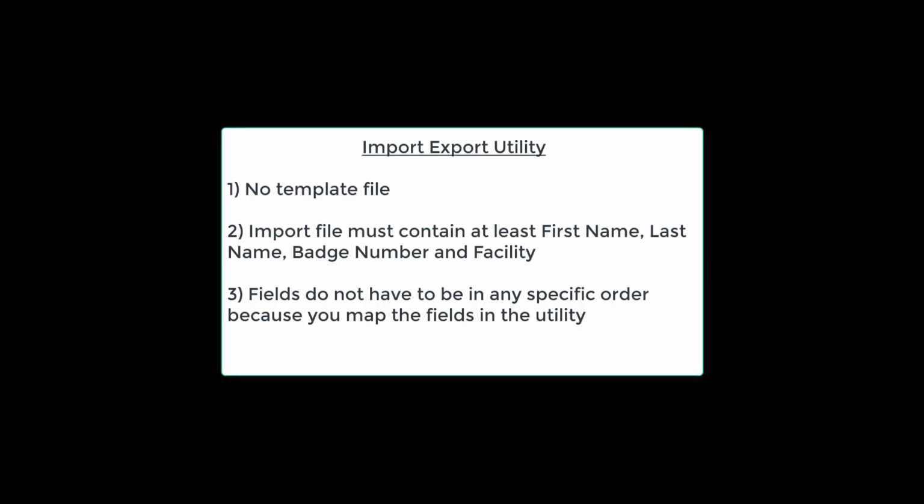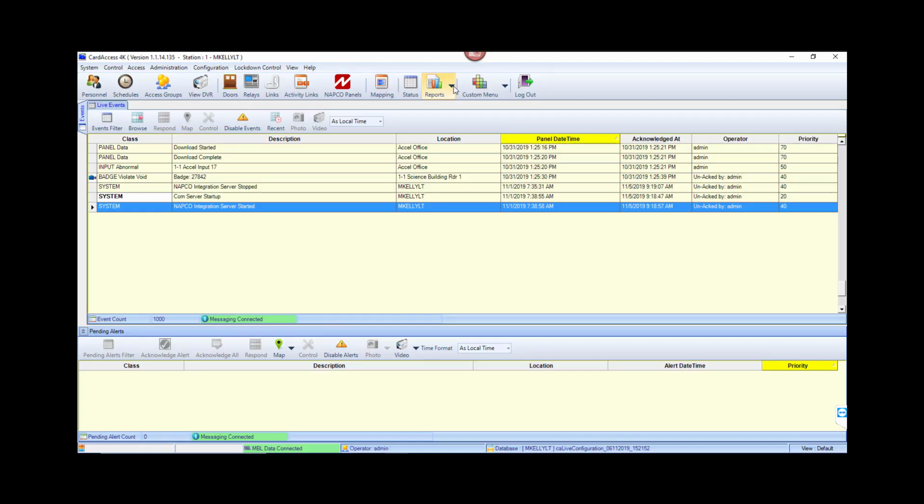Next, we will give a very brief demonstration of using the Import-Export utility. This utility will also be explained in detail in another video. This utility, unlike the others, does not require the fields in the import file to be in a specific order. In this utility, you map the columns to the fields in the import file.